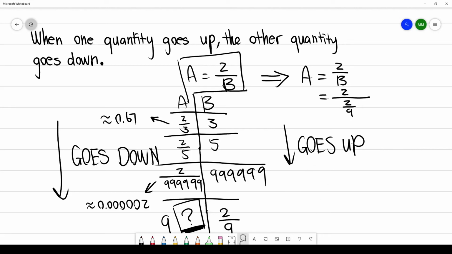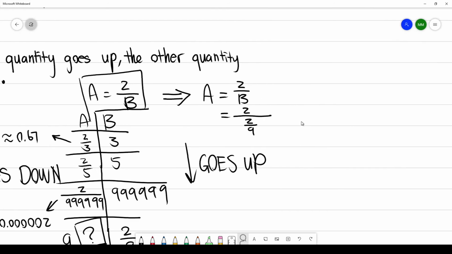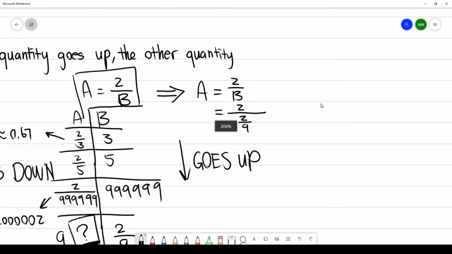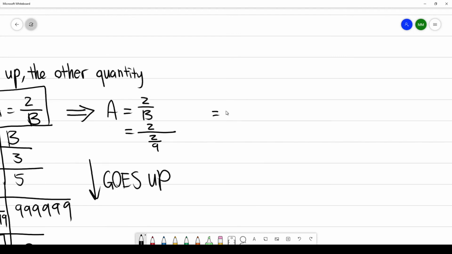Now, realize that a fraction is a division. So 2 divided by 2 over 9 is the same thing as 2 times 9 over 2. And that is equal to 9.